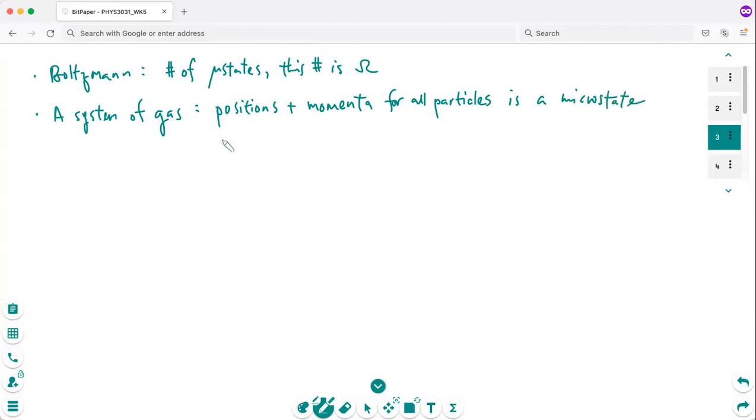And therefore, you can imagine the number of microstates is a big list. This is a huge list. Okay, so this is only one microstate. If I want all possibilities, this is a big number, a big list, right? So it's a big amount of information.